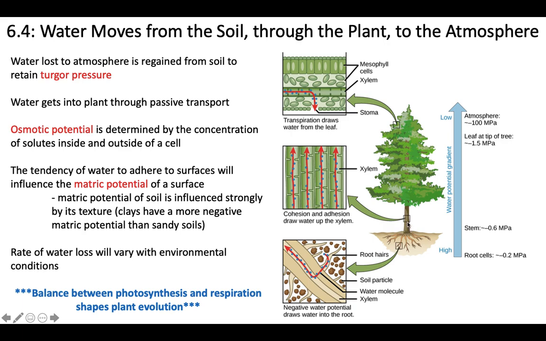If a plant has bark, that also provides stability, but not all plants have bark, and so they rely a lot on turgor pressure from the water that they obtain from the soil. Water gets into the plant through passive transport.